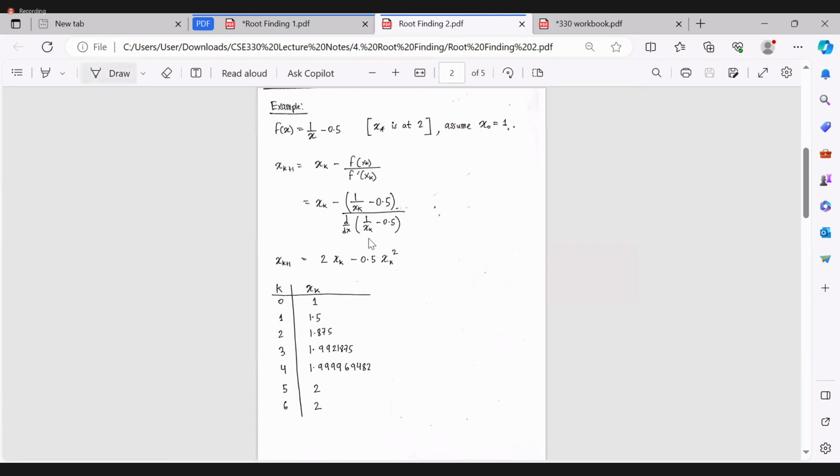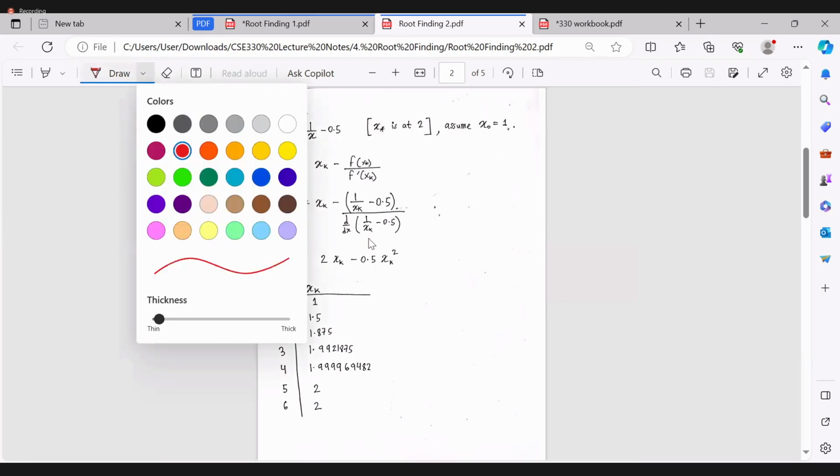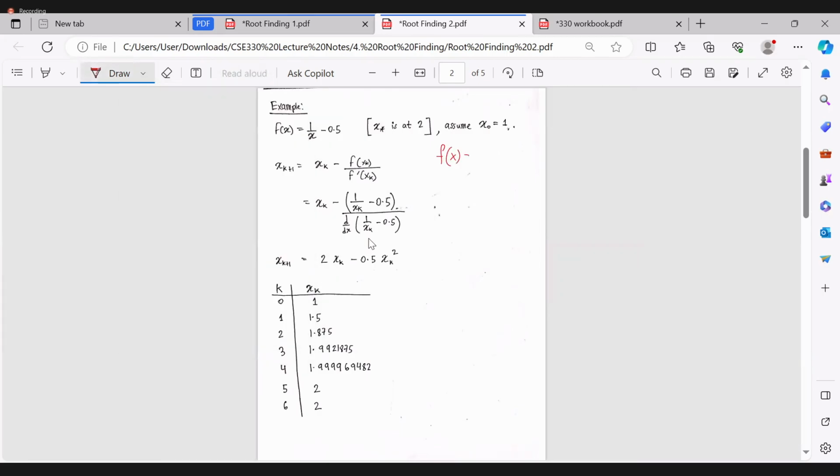So f(x) is 1 by x minus 0.5. We somehow know that x star is at 2, and this is our initial point, and the initial points are always given to you, right? Always given to you. So f prime x is minus 1 by x squared, so it's good. So this is our formula: xk minus f(xk) divided by f prime(xk), and the value of xk will be placed in there.